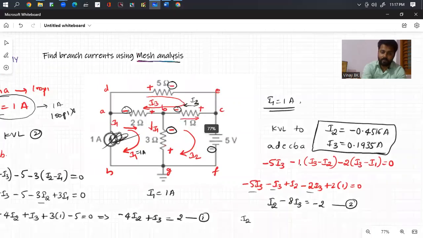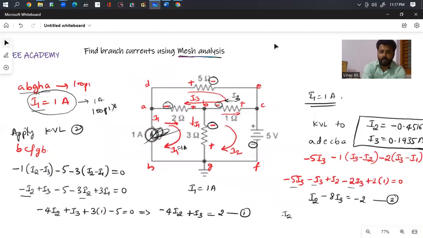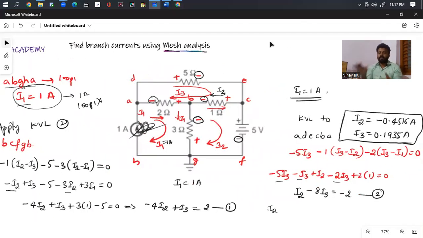This is how you need to solve a mesh analysis problem, that is a supermesh analysis problem. Where there is a current source, you just neglect that loop. Suppose the current source is in between two loops, then you neglect that current branch and apply KVL. What I have done here is neglect this current branch, since you already know the value of this current, and apply KVL to these other loops. Like that you need to find the unknown values of current.